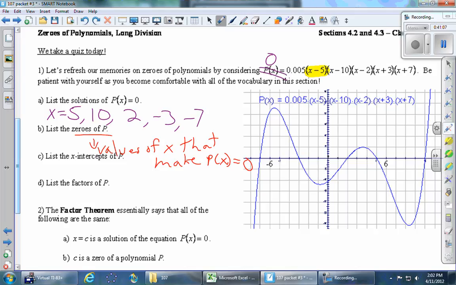Okay, part C. X-intercepts, looking at the picture. What's the far left one that you see? Over there, it looks like -7. The next one is -3, and we see the same numbers again. Just one little detail, x-intercepts technically are points, so they should have two numbers, -7, 0.